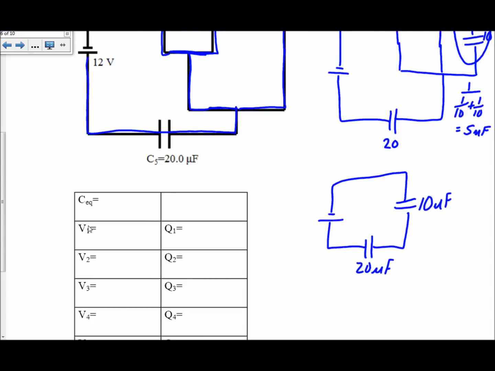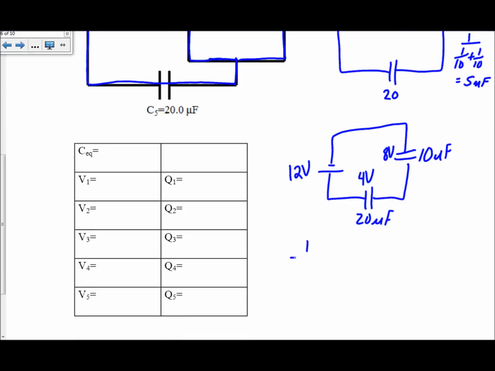All right, I had 12 volts here. Just like we saw before, where you have one capacitor that's twice the other, I'm going to have 4 volts across this one and 8 volts across this one. All right, I can go and find my equivalent capacitance. 1 over 10 plus 1 over 20. Let's see, that's 20 over 3, 6.7. All right, so my equivalent is 6.7 microfarads.